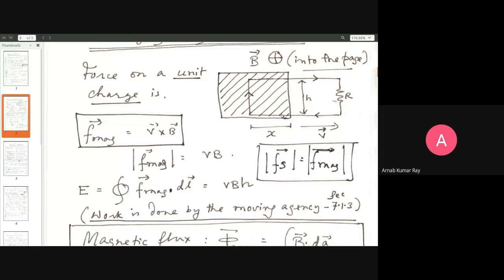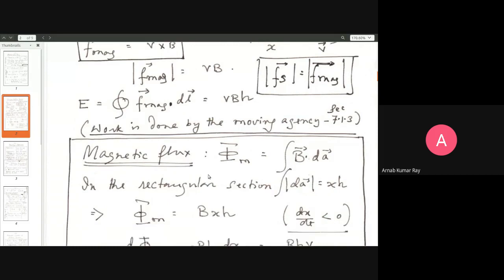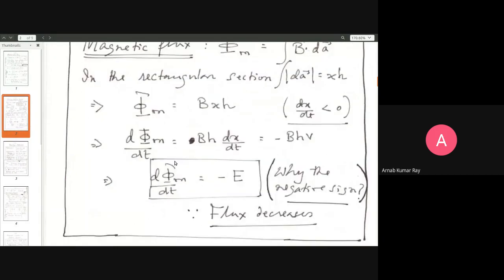How can you change the flux? You can change the flux either by changing the vector field or by changing the area itself. So here we are actually changing the area to make the flux change in time. So that is what is happening. The negative sign is due to Lenz's law. We shall see about this soon enough.